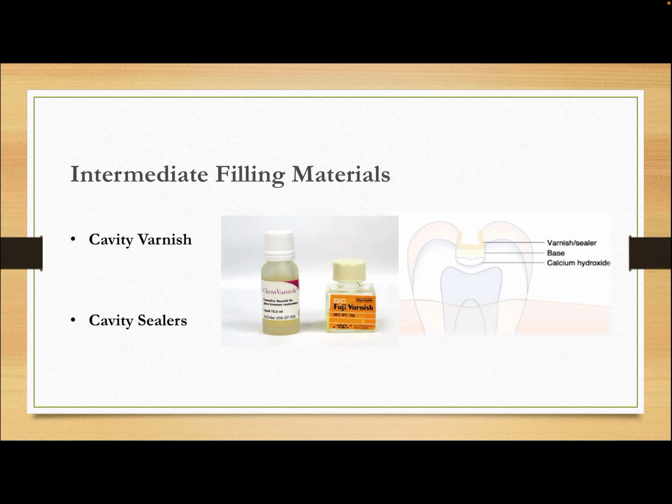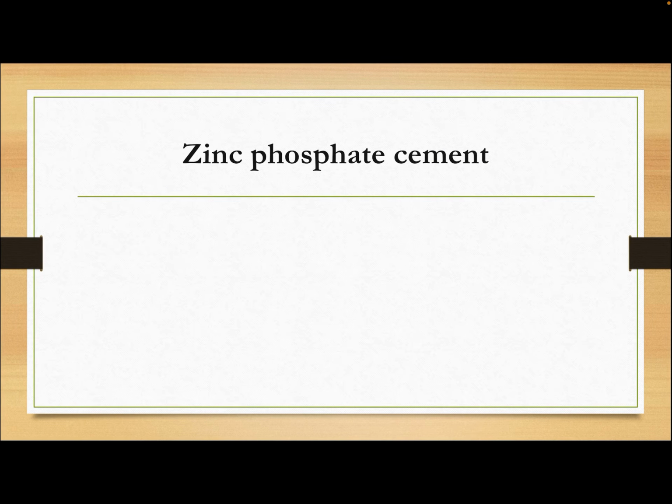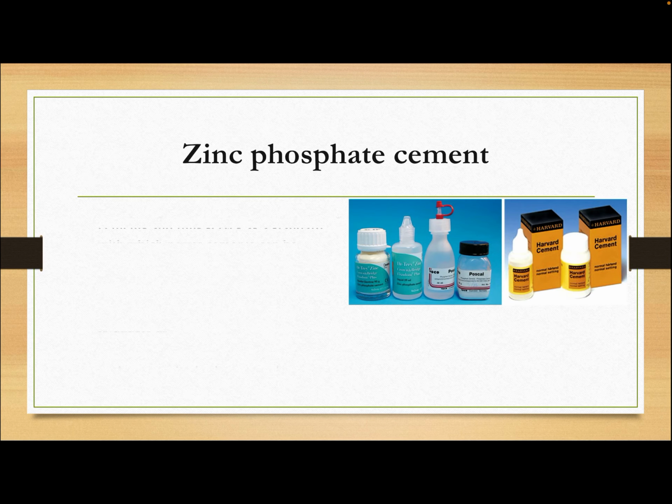The intermediate filling materials are cavity varnish and cavity sealers. The varnishes are similar to a liner, which is a solvent applied on a surface; then the solvent evaporates, leaving behind a thin film which seals the tubules. Therefore, it is considered a liner also, but it's contraindicated when using resin composite restorations. The cavity sealers are materials that provide sealing as well as bonding on the interface between cavity preparation walls and the restorations. The first material of discussion is zinc phosphate.